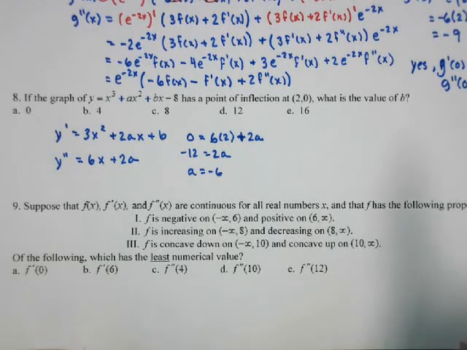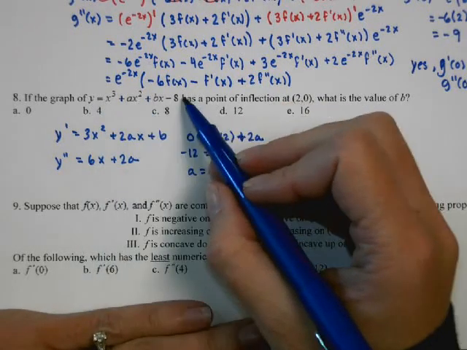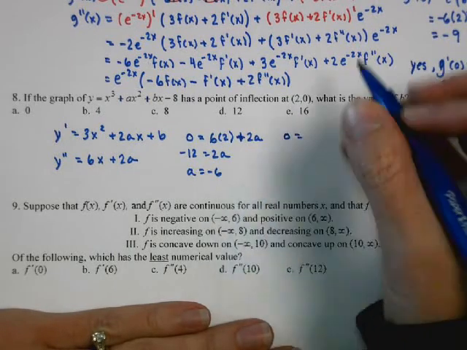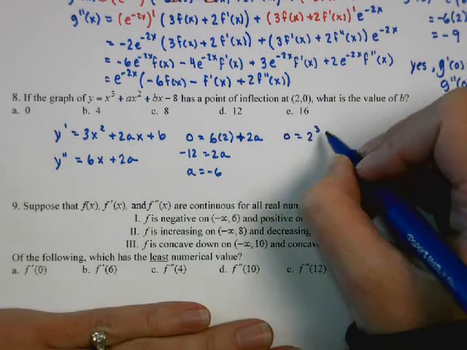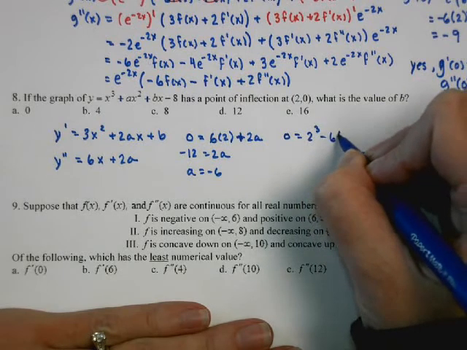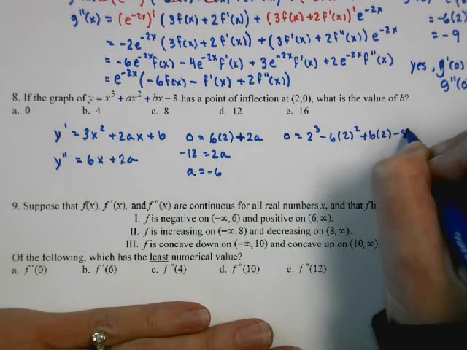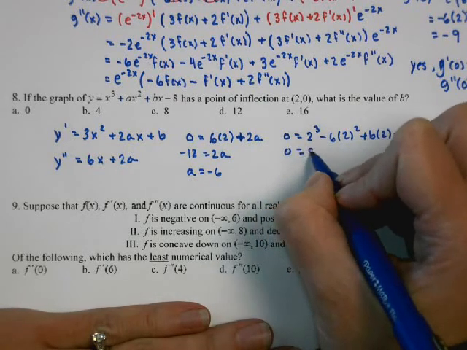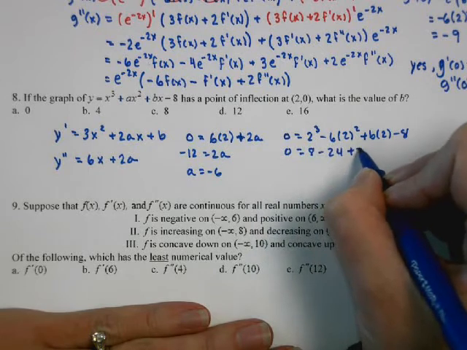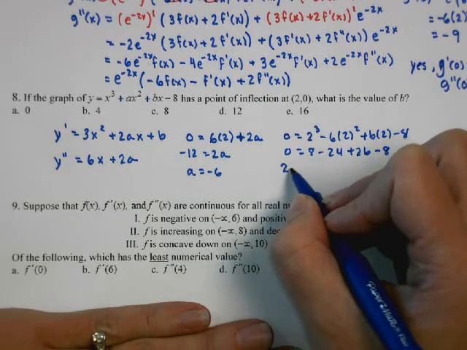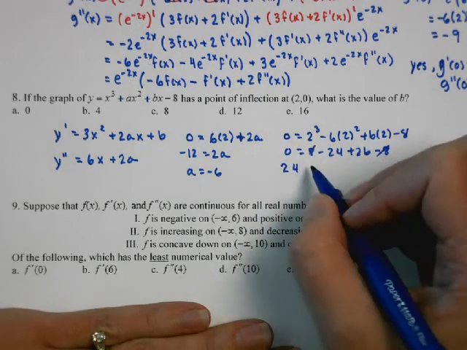So now that we have a, I can plug it back into the original equation using this point. So 0 is going to equal 2 cubed minus 6 times 2 squared plus b times 2 minus 8. So 0 equals 8 minus 24 plus 2b minus 8. So the 8's go away. So 24 equals 2b, which means b equals 12.